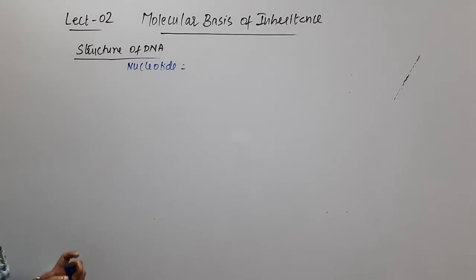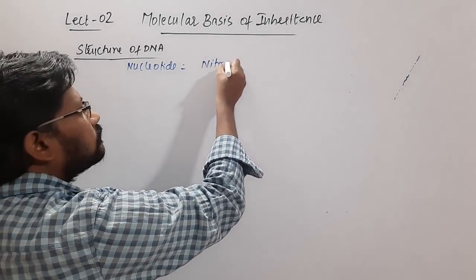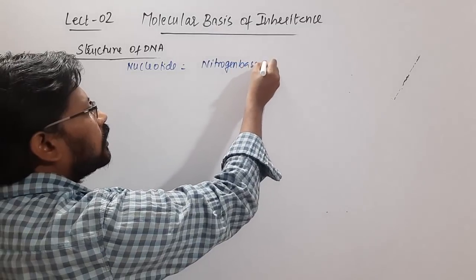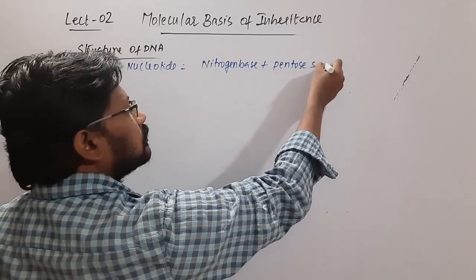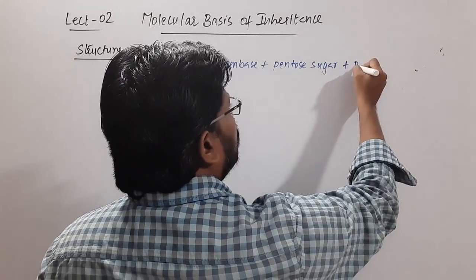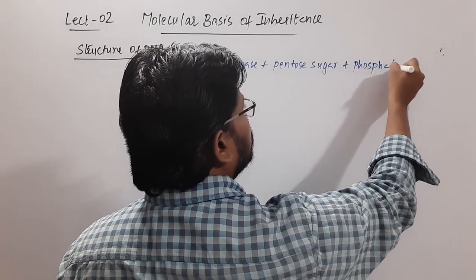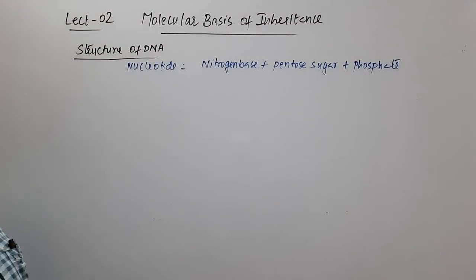I told you it is a combination of nitrogen base plus pentose sugar plus phosphate, right? So these three together constitute a nucleotide. Now let us see various types of nucleotides in the case of the DNA molecule.